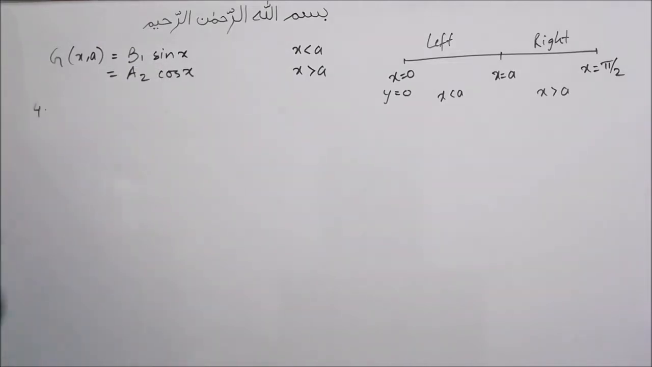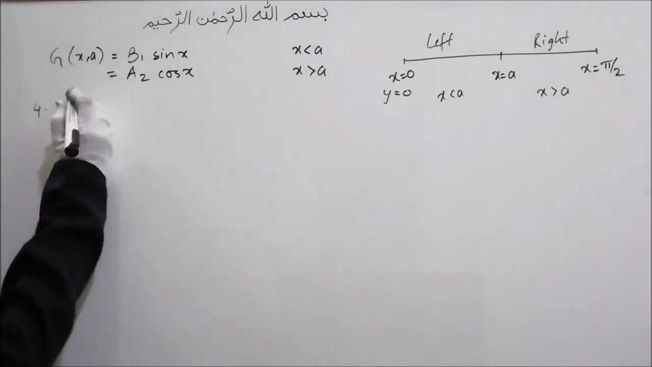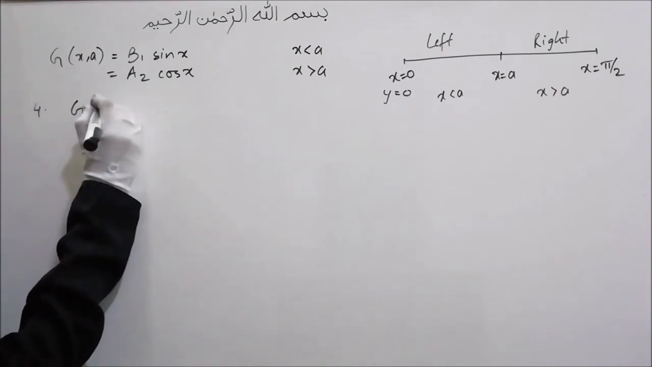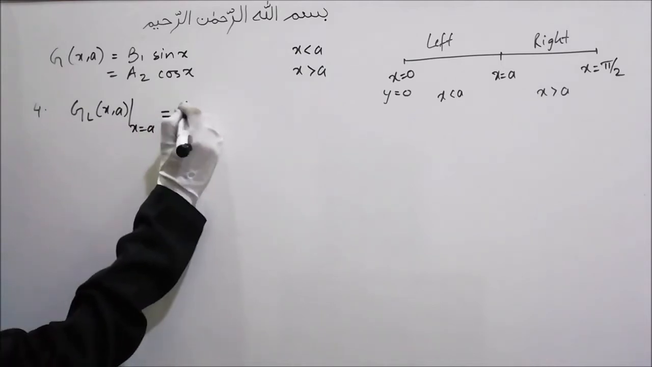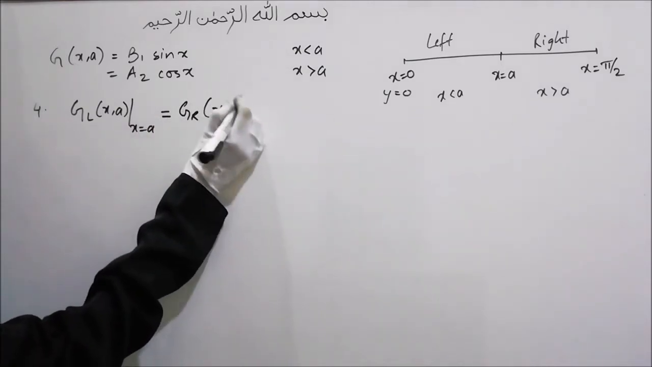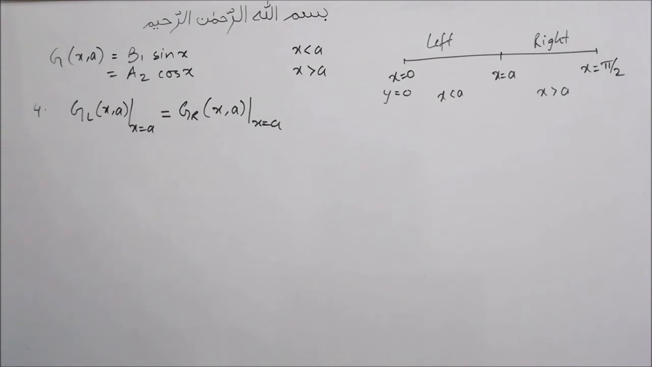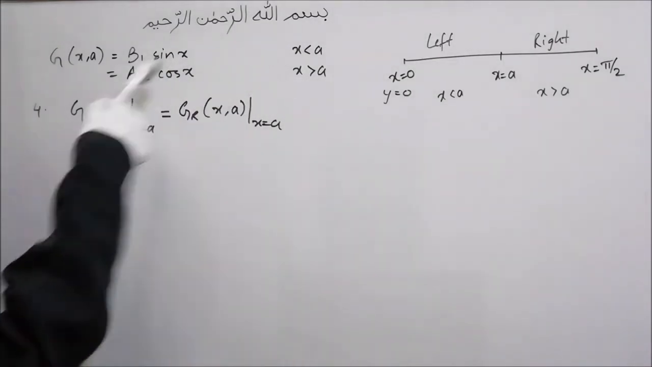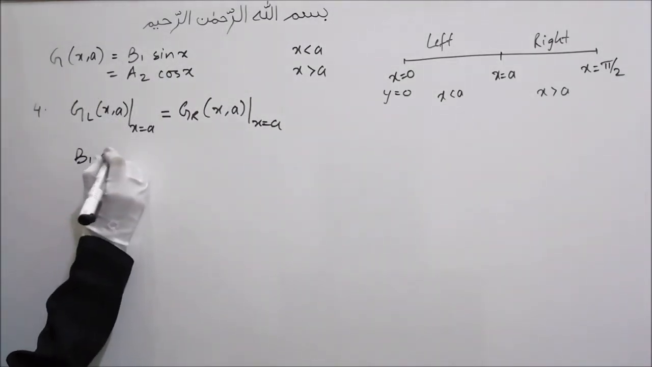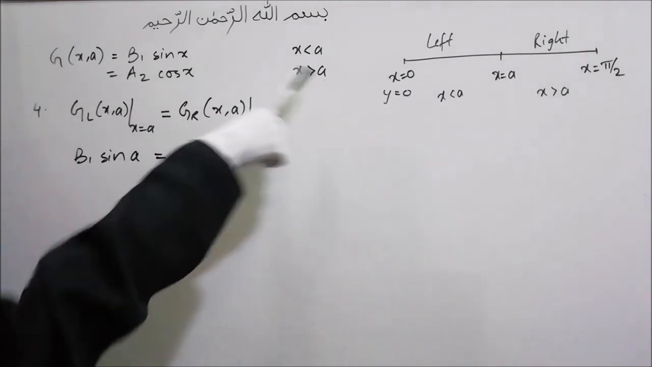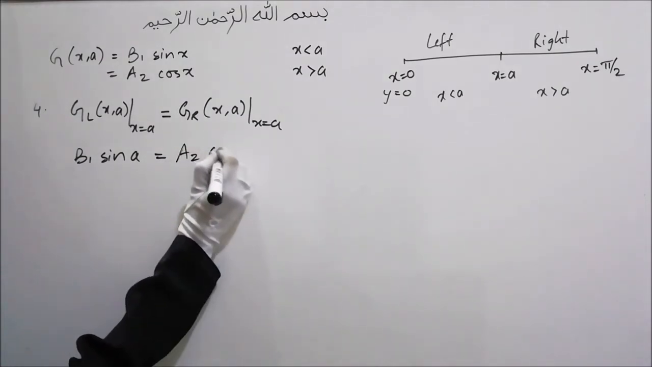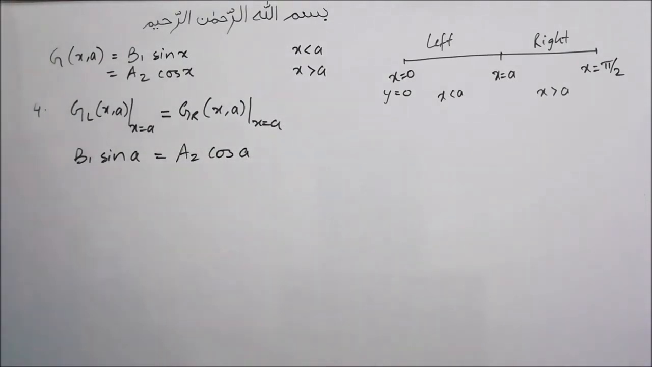Now for the fourth step, we are going to use the condition that g is continuous at x equals a. That is, g left of x comma a at x equals a is equal to g right of x comma a at x equals a. That means left, x less than a, b1 sin a is equal to g right, x greater than a, that is a2 cos a.